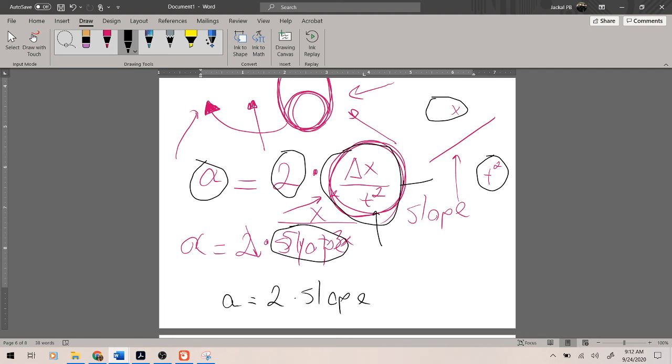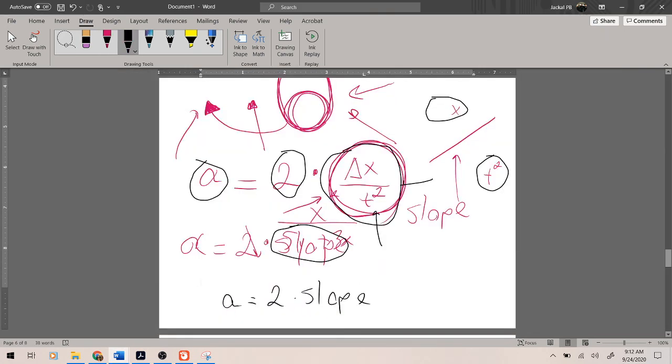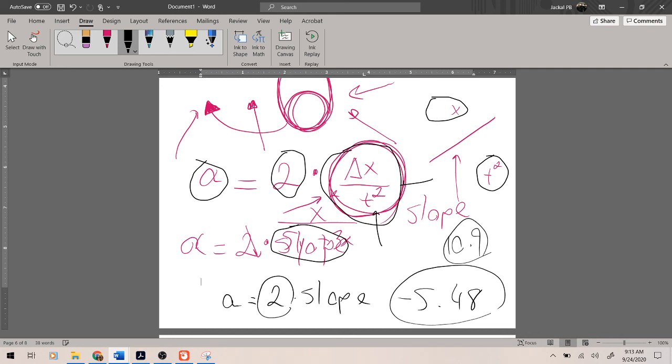So my slope is negative 5.48. Whenever I multiply this slope by 2, I get my acceleration. Once you multiply it, you're going to get something like negative 10.9. Since this is an experiment, this is acceptable, and it is negative because the graph is going down.